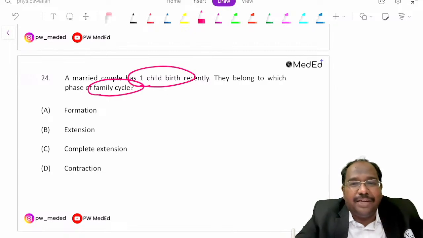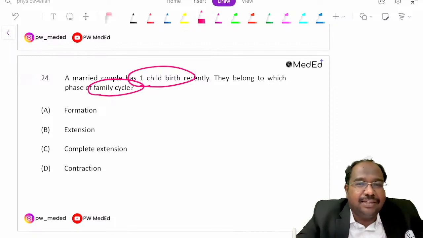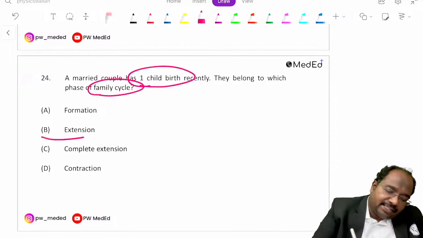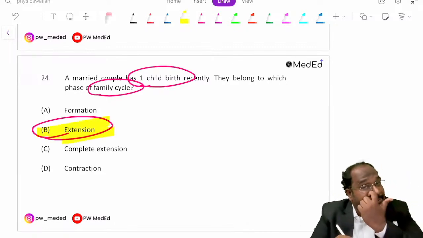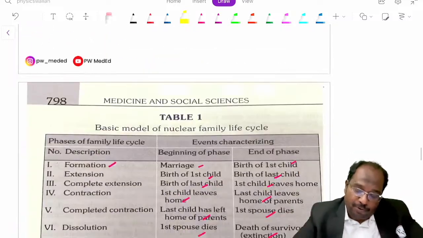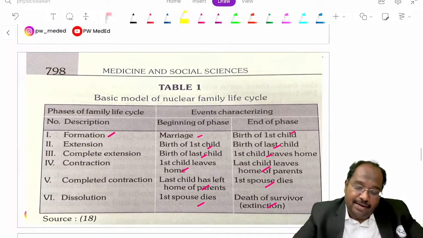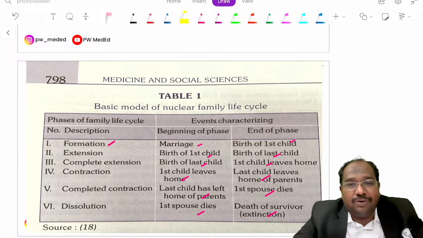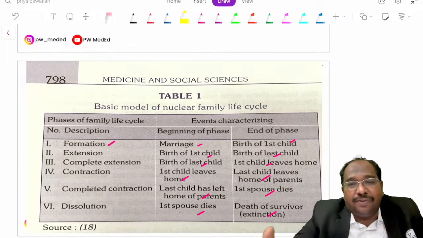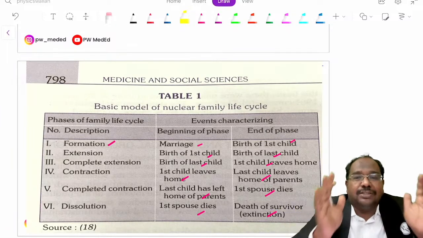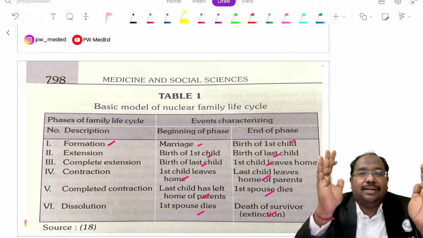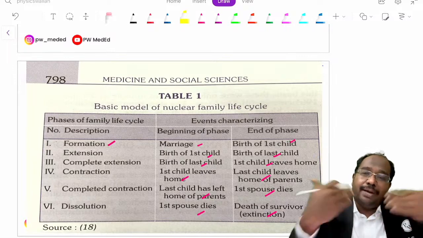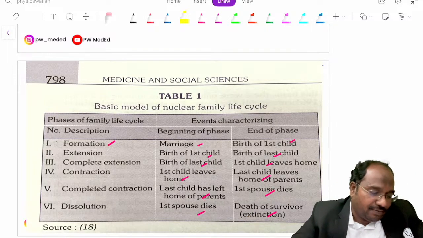It's not formation, because there is already a childbirth. So it goes to extension. Formation means before the birth of the first child, from marriage to the first childbirth. Now the baby has been born and the new phase has started. This is extension.